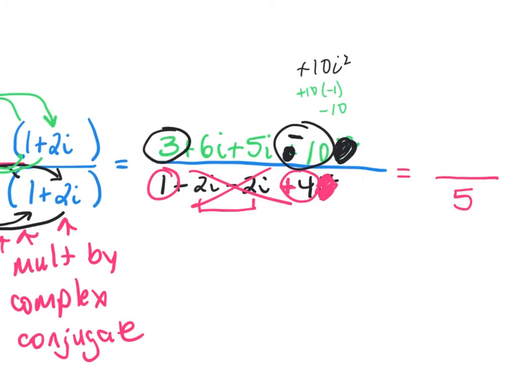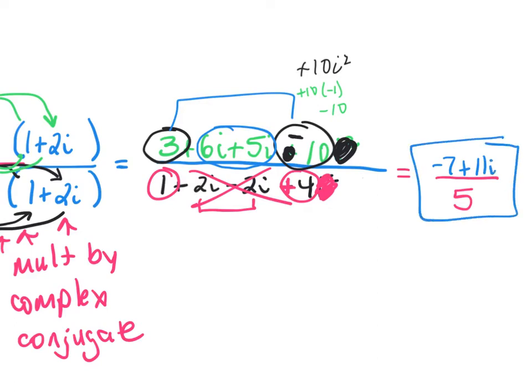So let's combine here. What's 3 and -10? 3 minus 10 is what? -7. And then what's 6i plus 5i? How many i's does that give me? 11i. And there's your answer.